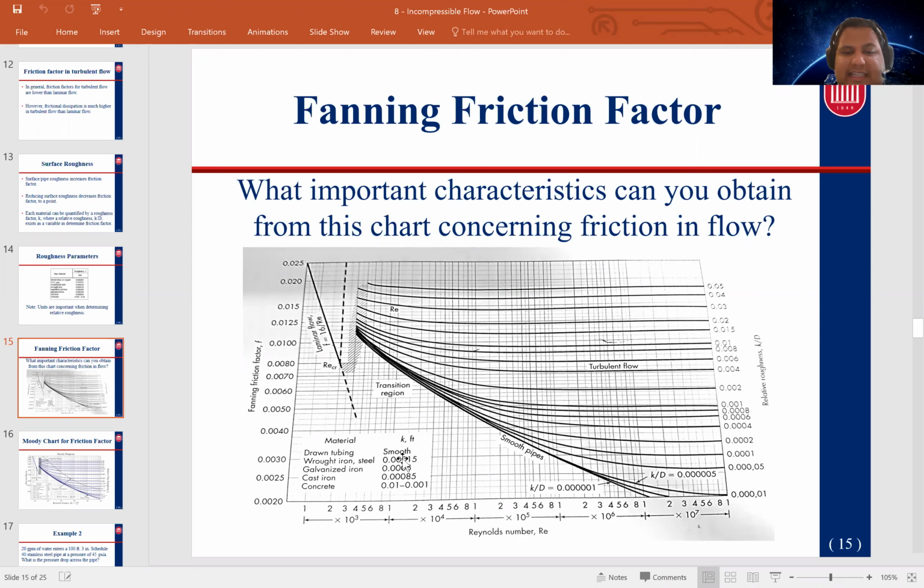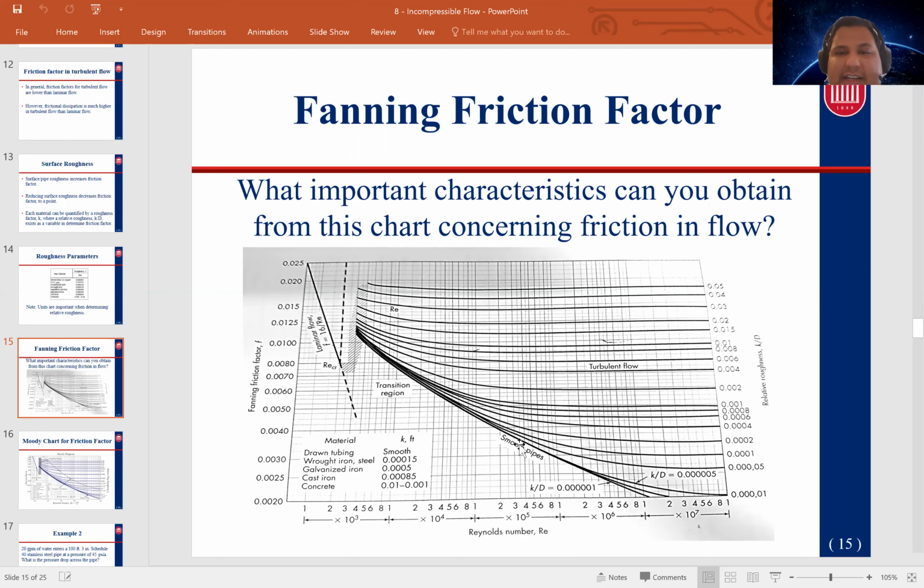More often than not, we're looking at steel or smooth pipe, because in chemical engineering, you're rarely going to consider some of those other materials, maybe galvanized iron, but you're not really going to be looking at concrete very much in this class, if at all. And so we typically stick to stainless steel because that's what ends up most common in piping systems. Either that or PVC type systems, which are considered smooth.